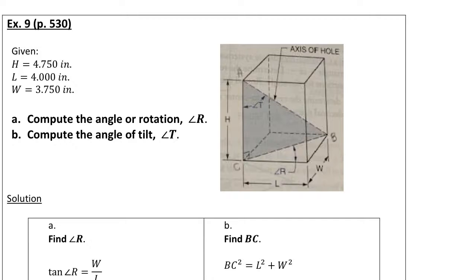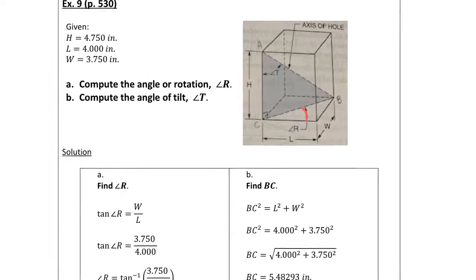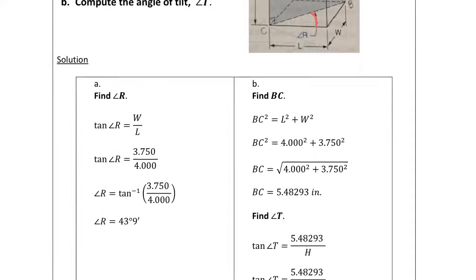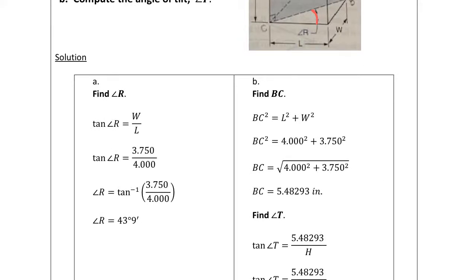So here we have angle R, then tangent of this angle R equals the opposite side W divided by adjacent side L. Now we will replace all this in the formula. So tangent of R equals W over L. W is 3.75, L is 4. Then down here we will take the tangent inverse of this expression, and we will get that the angle of rotation is 43 degrees and 9 minutes.